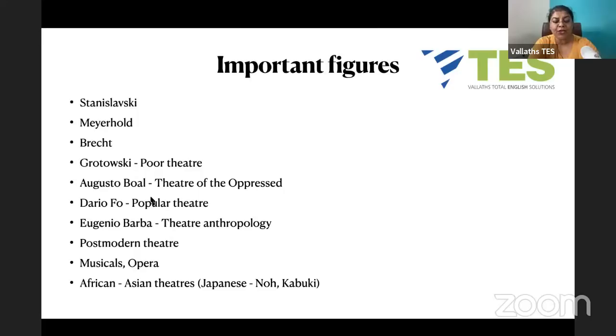Have you heard of Dario Fo's popular theater? Dario Fo is an Italian. He's a very major writer in Italian. Dario Fo is a Nobel laureate. And Dario Fo developed popular theater.